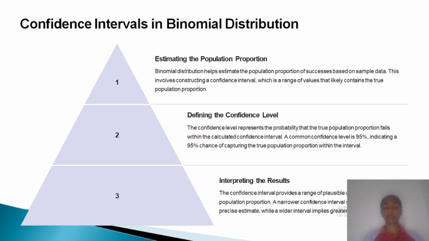Interpreting the results. The confidence interval provides a range of plausible values for the population proportion. A narrower confidence interval suggests a more precise estimate, while a wider interval implies greater uncertainty.